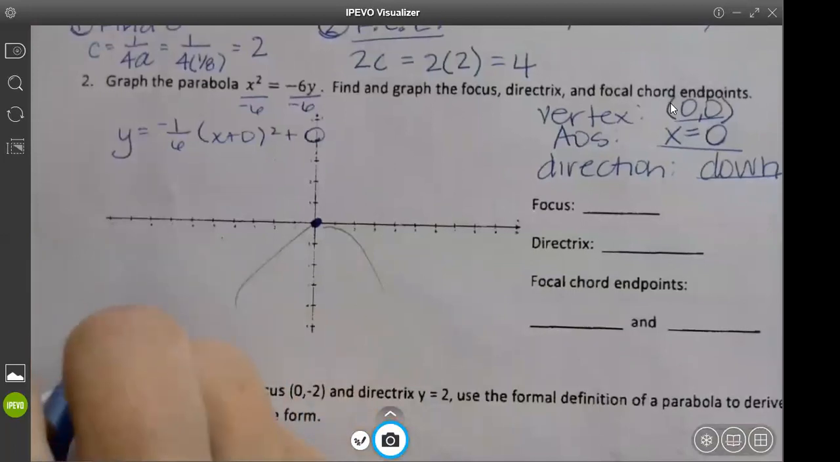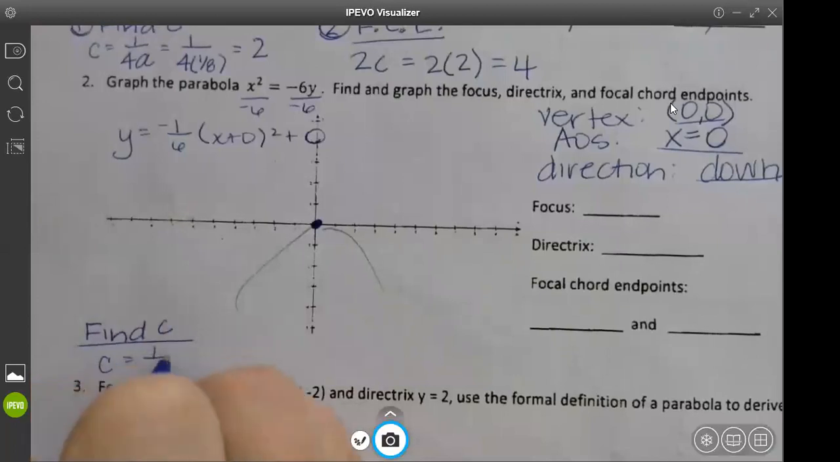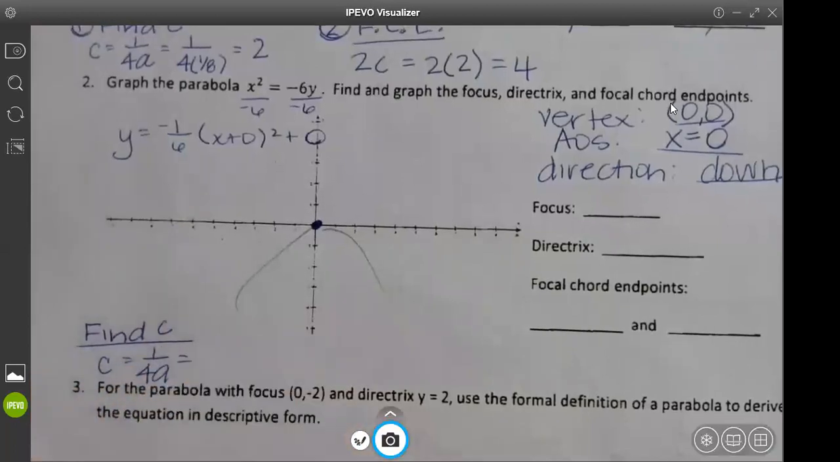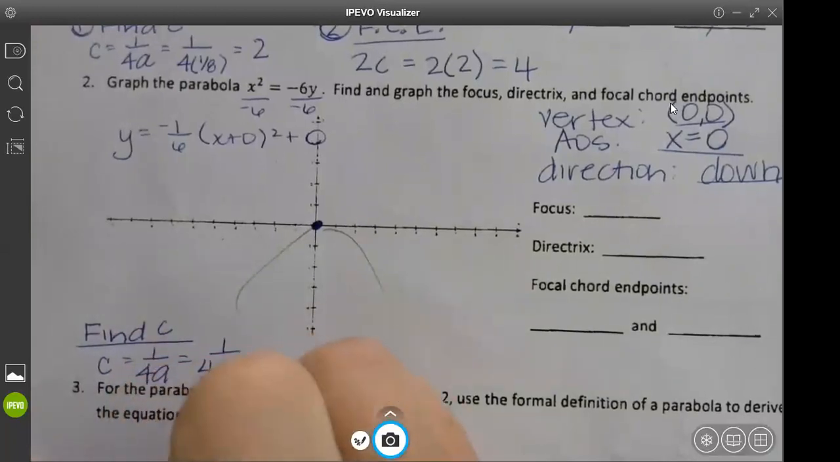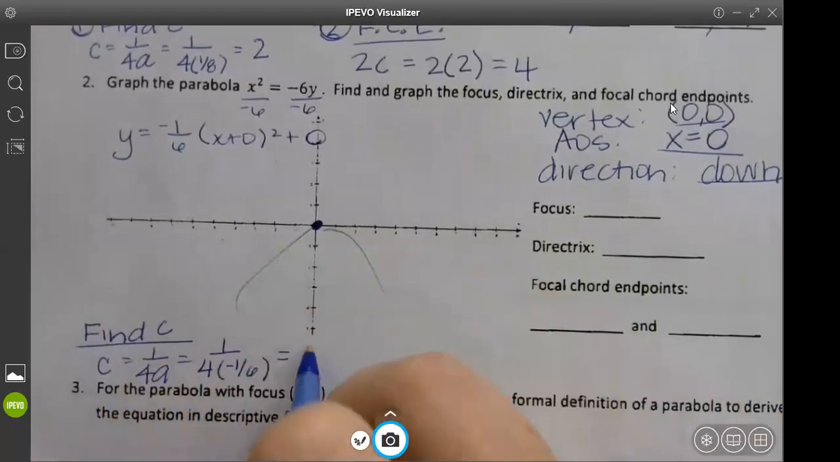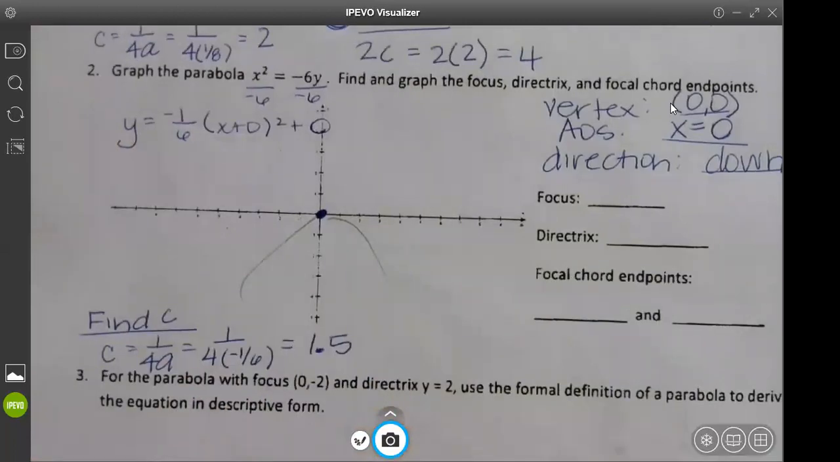We're going to find C. Remember, C equals 1 over 4A. What's A in this problem? Which actually gives you a value of 1.5. You can put that in your calculator, just trust me on it, but it's 1.5. Don't make it complicated. It only gets complicated when we move our vertex from 0, 0, okay? So this is just as easy as it sounds.